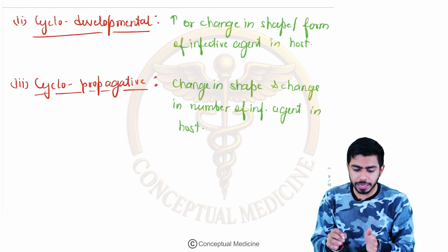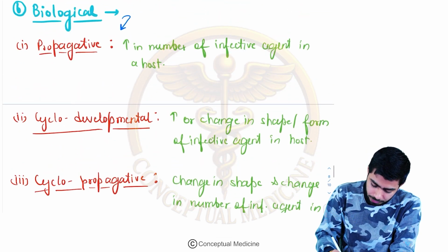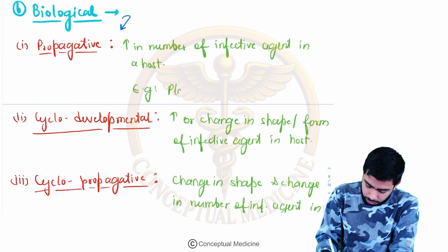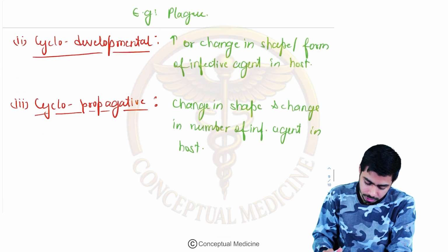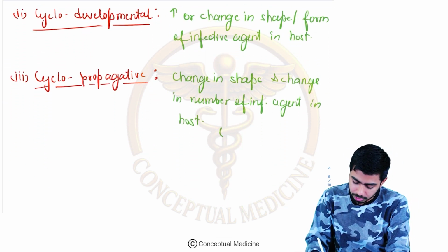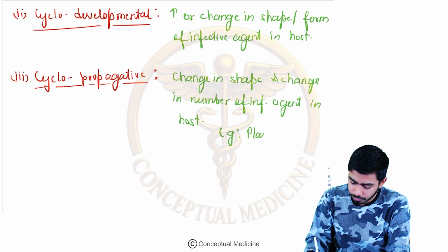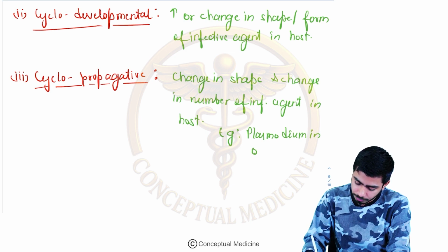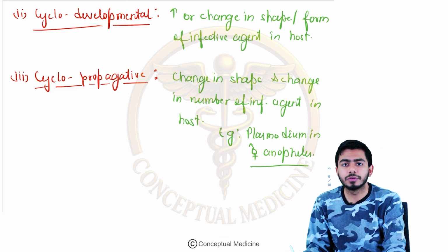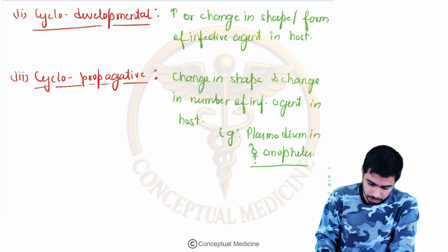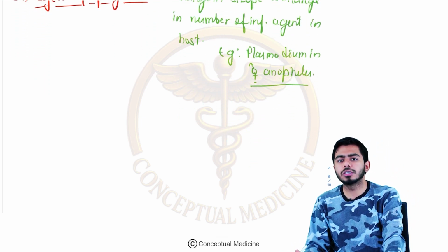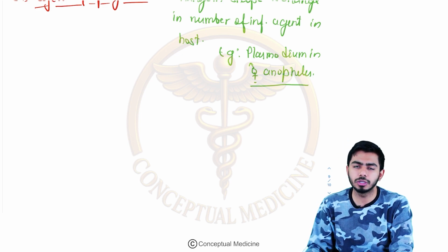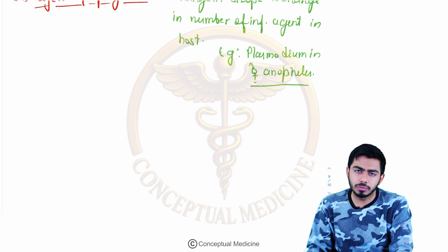Okay, so these are three kinds basically. In the propagative one, we shall take the example of plague. In the case of cyclopropagative, we shall take the example of plasmodium in female anopheles. Here I drew the sign of female actually. So these were three types of the biological mode of transmission, the indirect mode in the vector-borne mode of transmission, right?